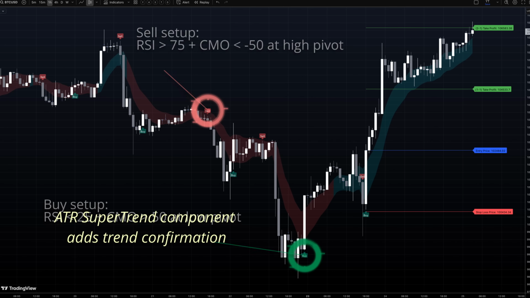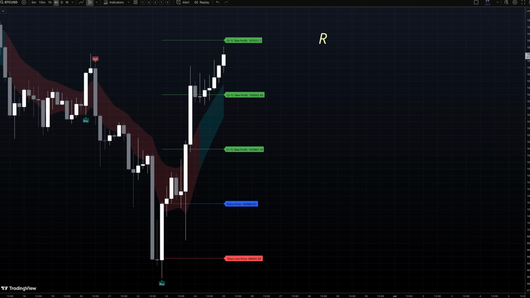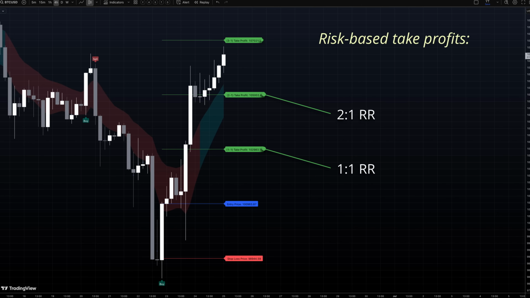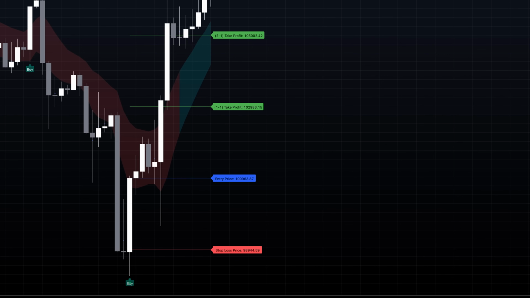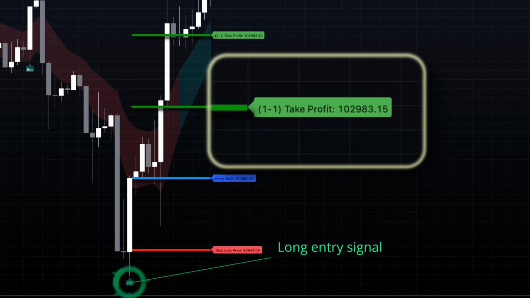An ATR-based super trend component provides additional trend confirmation. Upon signal generation, the indicator automatically calculates 3 take-profit levels at 1-to-1, 2-to-1, and 3-to-1 risk-reward ratios based on the stop-loss percentage. The visual display includes buy-sell shapes on the chart, horizontal lines showing entry and exit levels, and labels with precise price values.